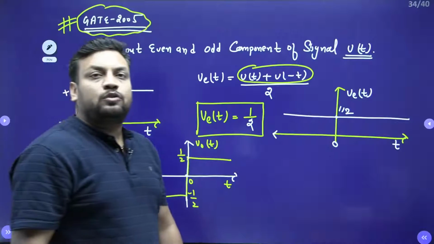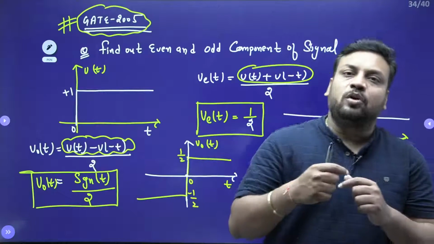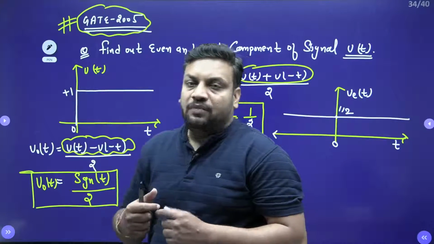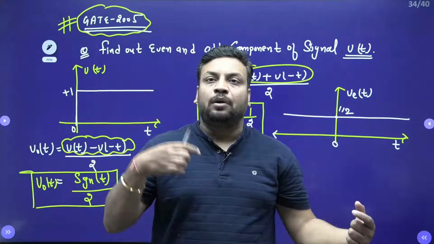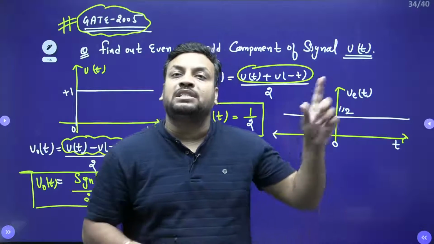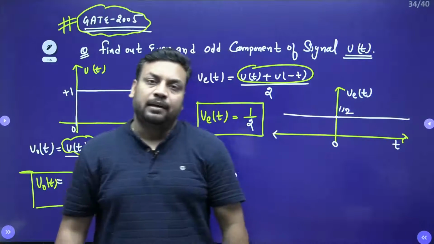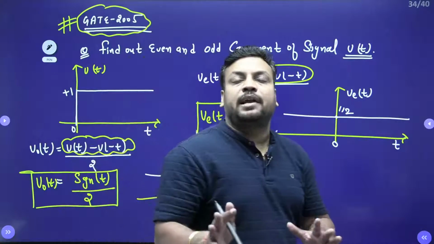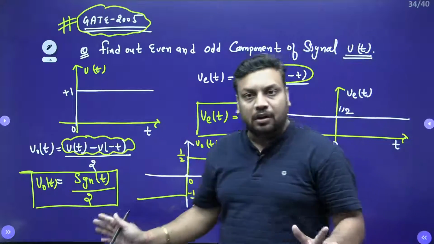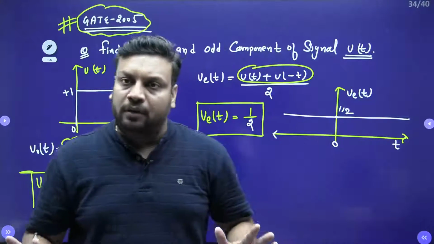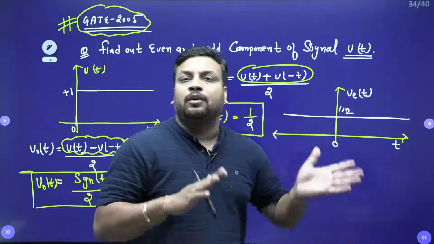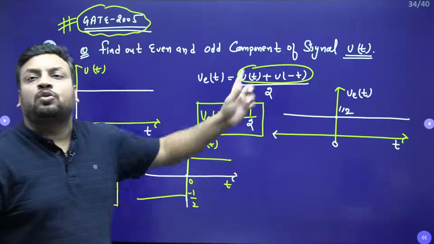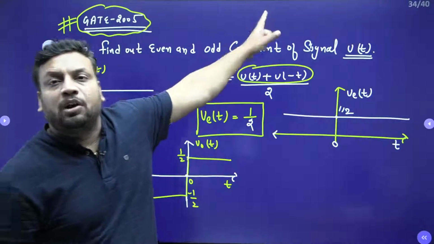Now students, you can also prove it. You can also prove your answer, whether your answer is correct or not. How can you prove this? If I add my even component and odd component, I should get my original signal back. I am repeating the sentence. Whatever even component and odd component that you have calculated, if you wish to check whether it is correct or not, you can simply prove it by adding the even component and odd component. When you add them, it should equal the question itself. It should equal u(t) only.